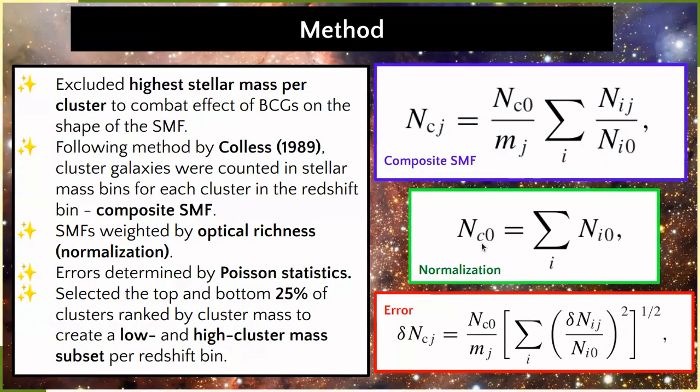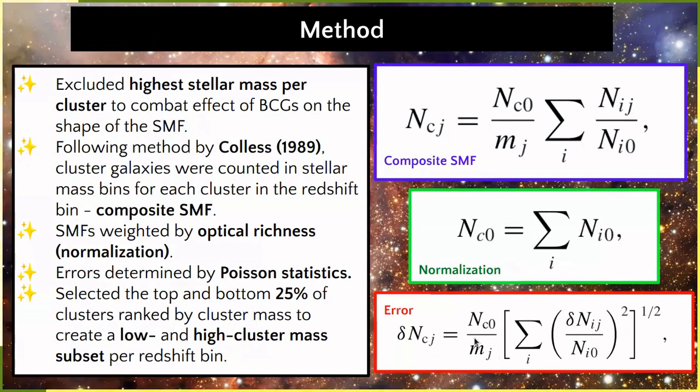The error in the total composite SMF is given by the last equation, where delta n subscript ij is the error on the individual cluster SMF, determined by Poisson statistics, and the weightings are the same as the composite SMF.